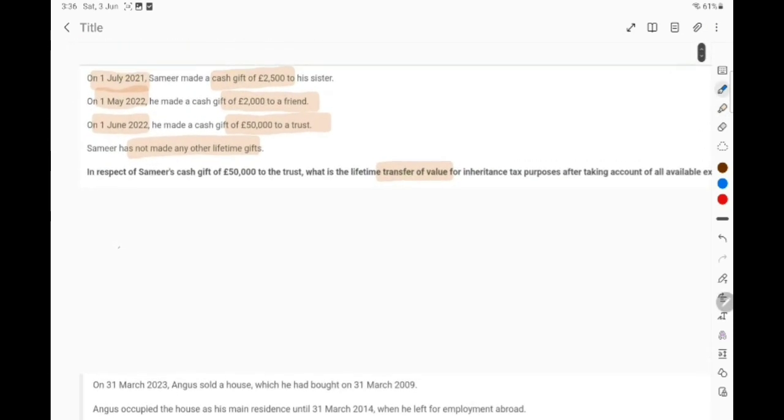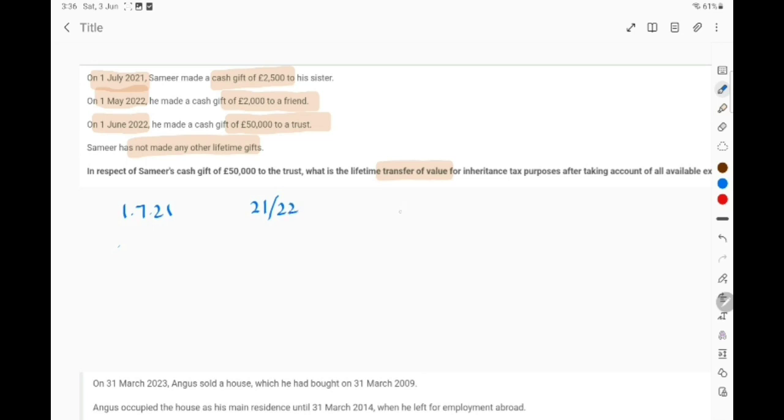So number 1, the gift date is 1st July 21. So the tax year is 21-22 and as you know, the annual exemption amount is 3,000. 2,500 of annual exemption of the current year has been utilized and the remaining unused is 500. The date of the second gift is 1st May 2022. He made a cash gift of 2,000. So the tax year is 22-23, so the annual exemption amount is 3,000. So 2,000 out of it will be utilized and nothing is chargeable.